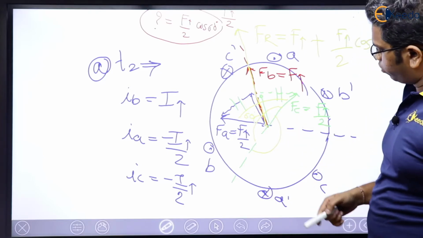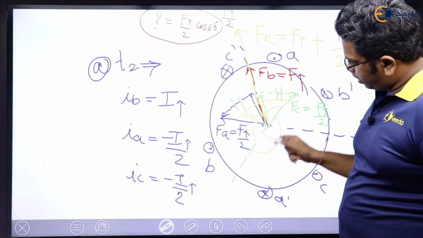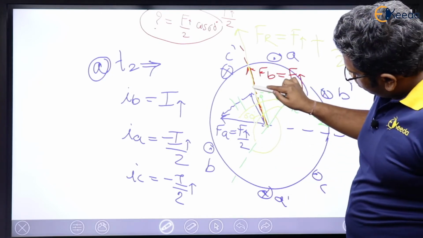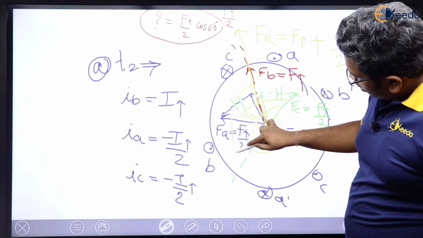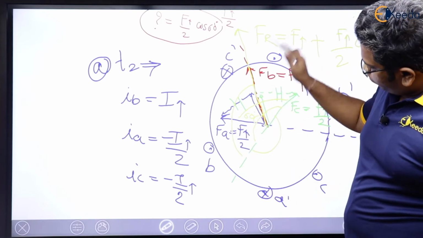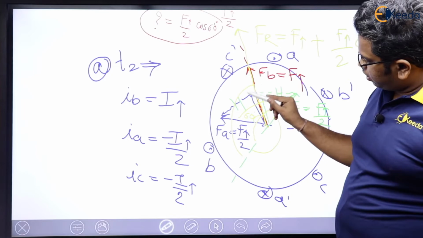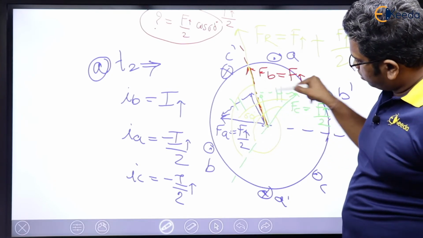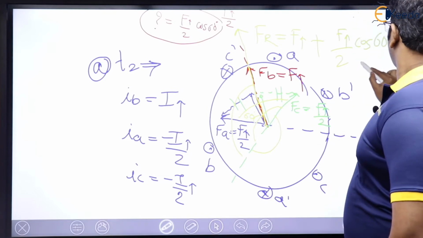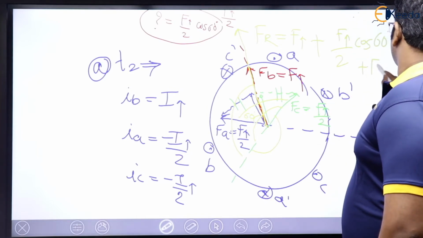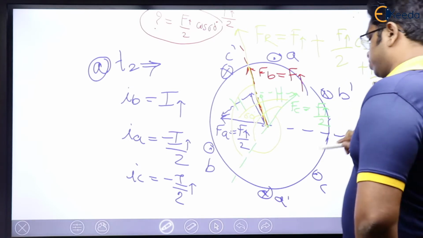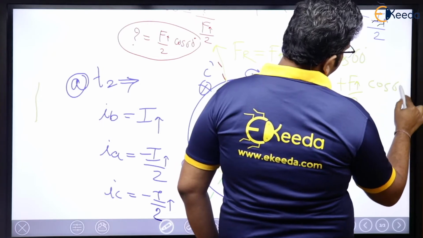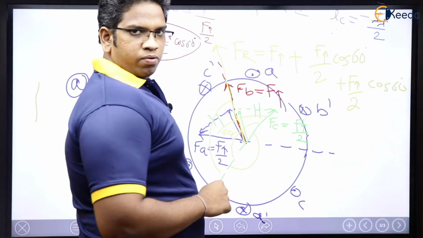What about this? Same story. See here, this complete is going to be 180. The angle between this one and this one is going to be 120. This is FB and this is FC, and this angle is 120 and this total is 180. 180 minus 120 will be 60 degrees. So again I will have plus F maximum by 2 cos of 60 degrees. Now let me write it.